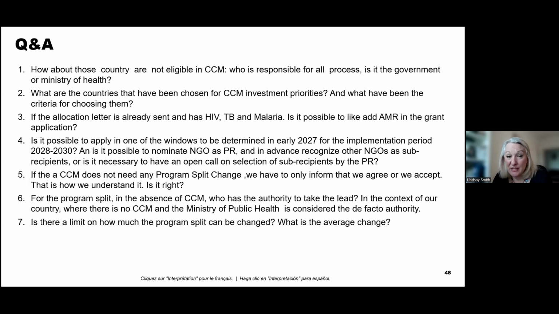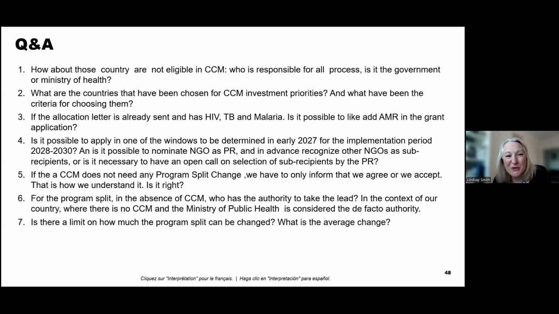How about those countries that are not eligible in CCM? Who's responsible for the process? Is it the government or Ministry of Health? I'm not sure exactly what the question means. If a country is not eligible for Global Fund financing, then it does not receive an allocation. If the question relates to CCM eligibility requirements, there are 6 CCM eligibility requirements. 2 of those are assessed when the funding application is submitted, and the Global Fund will not review the funding request until a CCM has demonstrated compliance with the eligibility requirements.